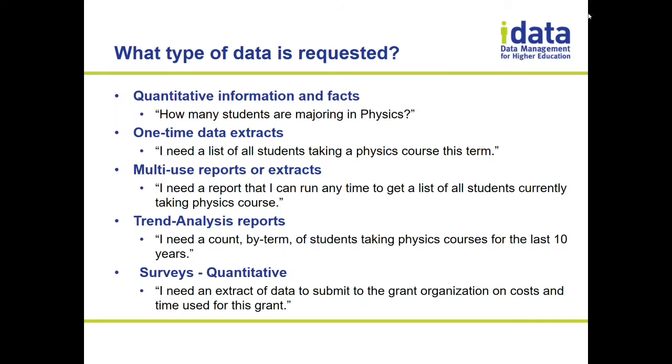So let's talk about what type of data is being requested, and this is in no way a complete list. Now, I was a physics major in college, so I'm picking on the physics department here. One type could be quantitative information. So how many students are majoring in physics? That may be a question from internal or external, maybe done in a report, or maybe just a question that needs an answer.